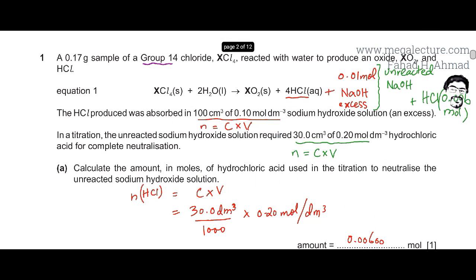Remember, now he's basically asking us that the HCl that was produced in equation 1 reacted with NaOH, and that NaOH was in excess. We also did some calculation. We figured out that the HCl produced was absorbed in 100 cm cube of 0.1 mole per decimeter cube NaOH, which was in excess. And using the formula concentration multiplied by volume, we were able to figure out 0.01 moles of NaOH was being used in this reaction.